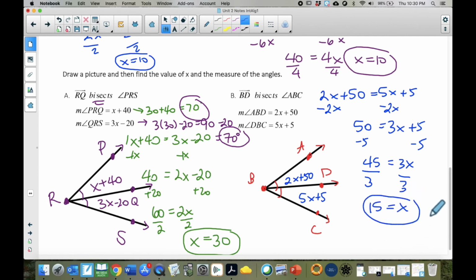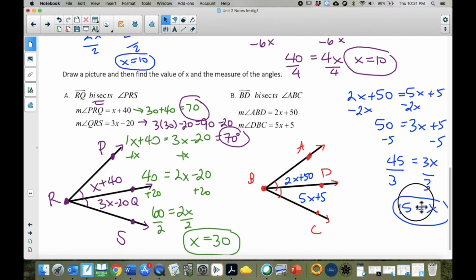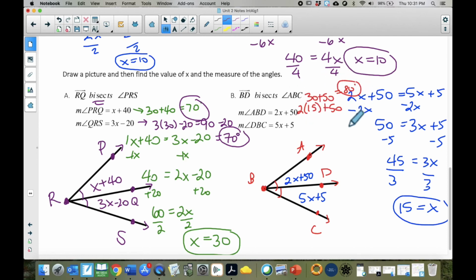Okay, I do need to plug in that 15 and find out what I get for my angles. I'm getting kind of crunched for space here. Okay, I know you're not able to do this, but I moved my stuff over so I had more room. So I need to plug in my 15. I'm going to get 2 times 15 plus 50. I'm going to get my calculator and work that out. I'm getting really crowded. So I got 30 plus 50, and that's 80.